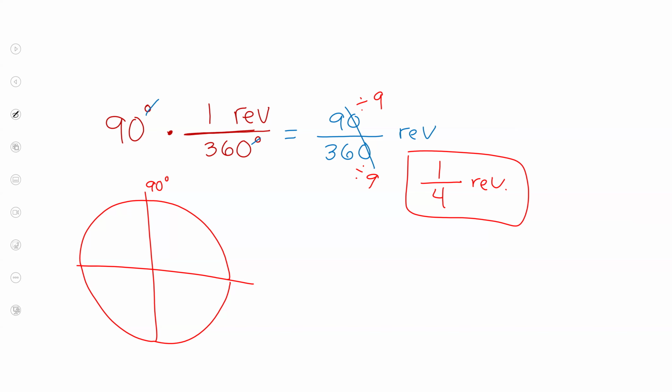Okay, let's try it again. Let's try another one. Let's say I give you 270 degrees. Let's do that. My goal is to get it into revolutions. How many revolutions? What do I put down here? 360 degrees equals 1 revolution. Your degrees cancel out.